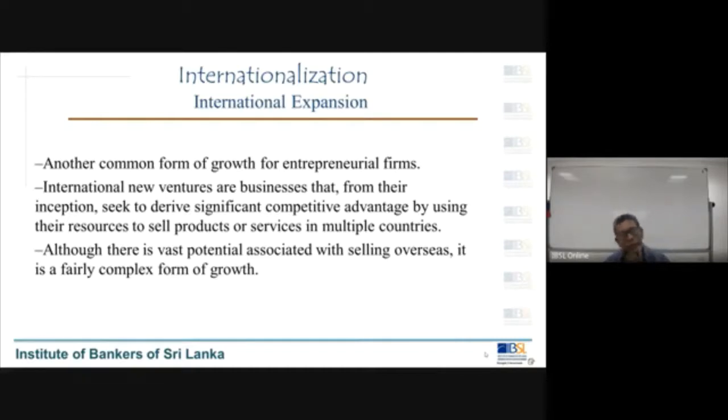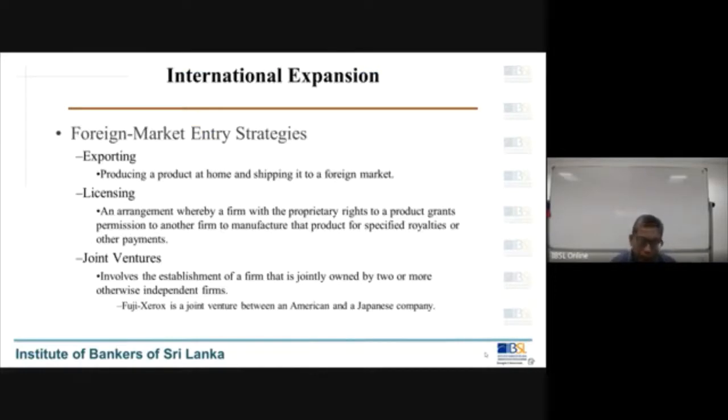So let me start with internationalization. That means how we are going to improve our business, doing business with overseas, right? And there are a few methods available if we want to expand our businesses. The first method is what we call exporting. Exporting means producing a product at home and shipping it to the foreign market.